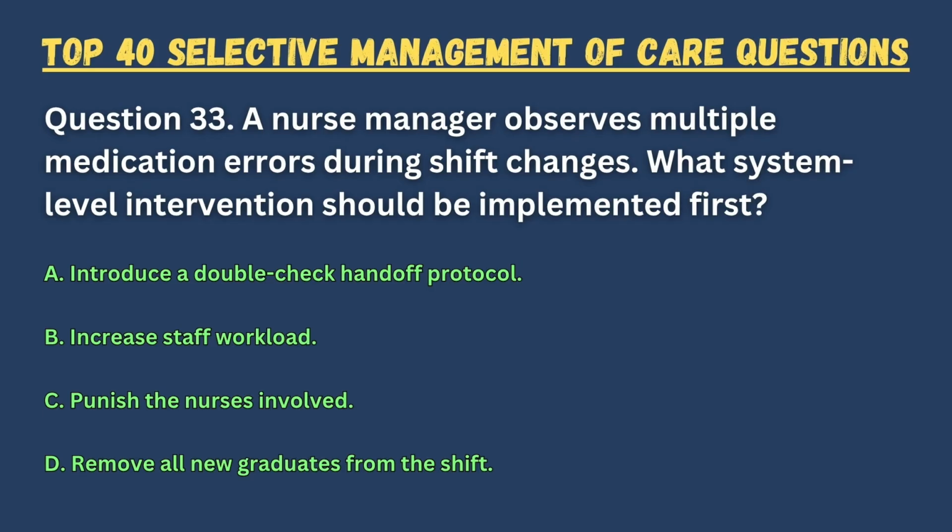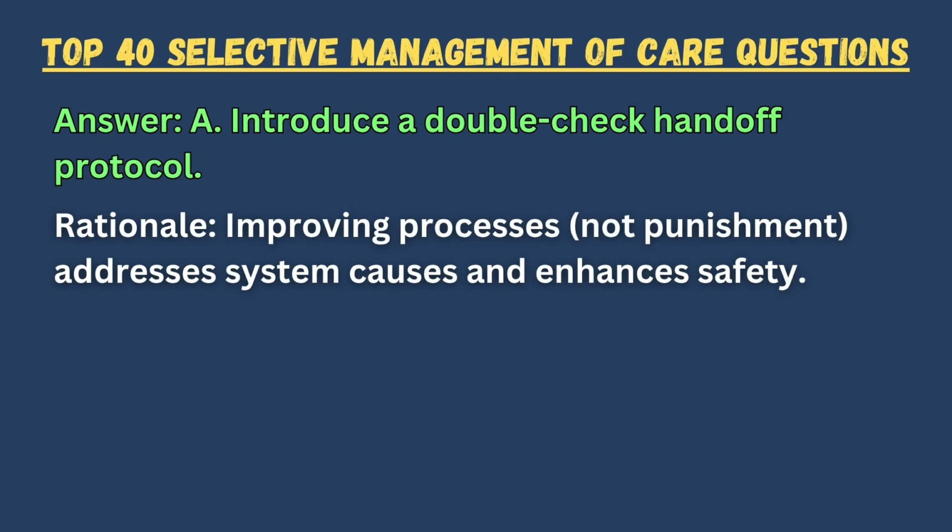Question 33. A nurse manager observes multiple medication errors during shift changes. What system-level intervention should be implemented first? A. Introduce a double-check handoff protocol. B. Increase staff workload. C. Punish the nurses involved. D. Remove all new graduates from the shift. Answer. A. Introduce a double-check handoff protocol. Rationale. Improving processes, not punishment, addresses system causes and enhances safety.